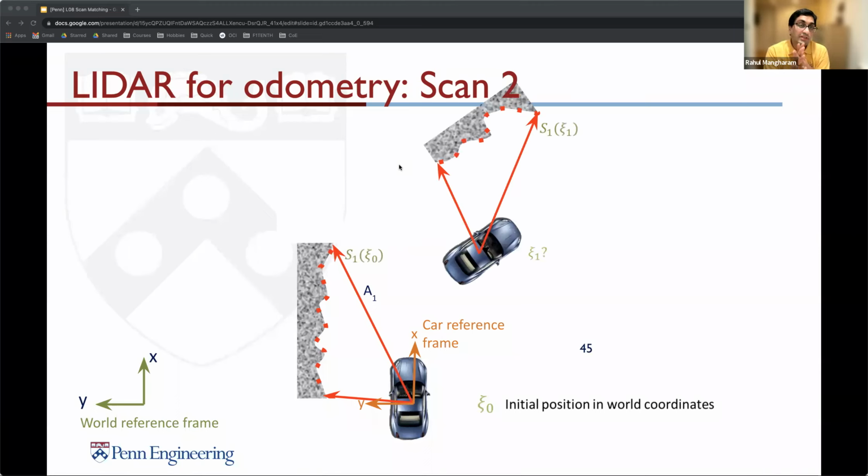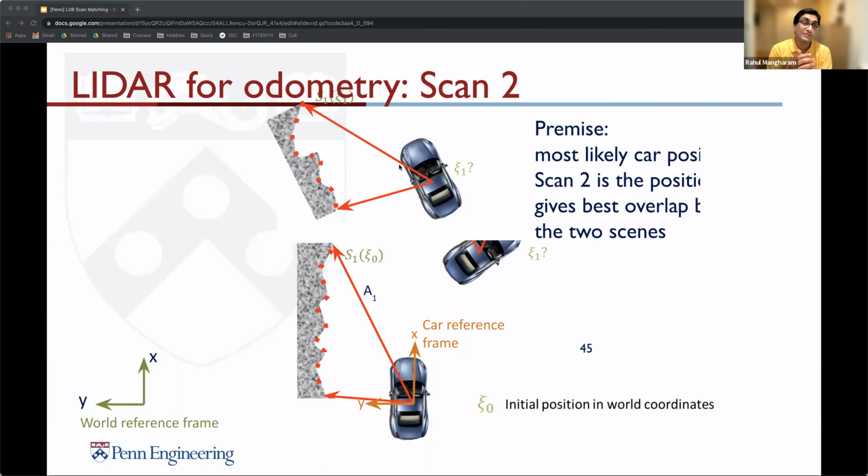At time t1, the car acquires a second scan. The question is, where is the car when it acquired this scan? It could be over here, or moving to the right, or somewhere else, or anywhere really, without imposing further constraints. We need to figure out where the scan is. So we don't know where the car is, and that's not a good situation.